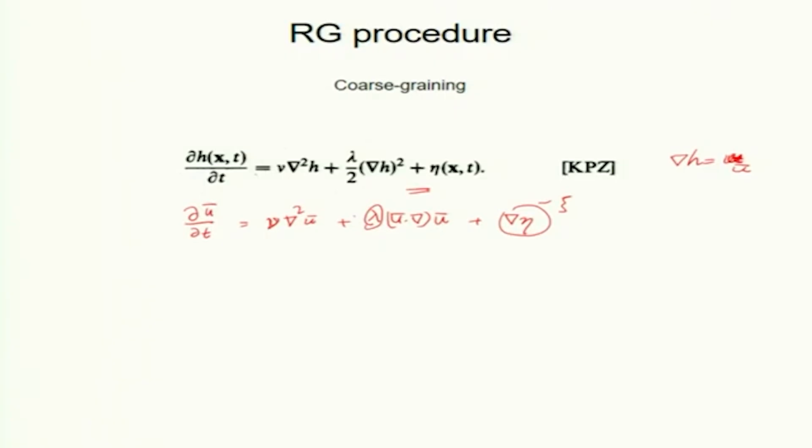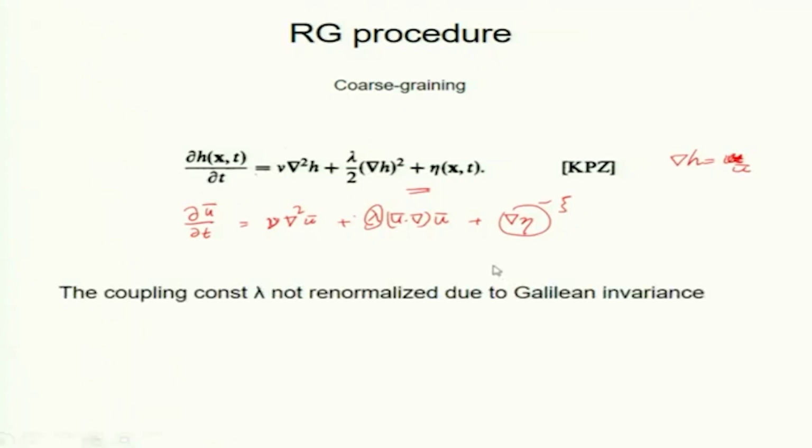So, lambda fortunately is not renormalized, or does not change with RG. The constant lambda is not renormalized due to Galilean invariance, but we need to renormalize nu and D, these two coefficients. Okay. Now, let me just quickly do it. I am not sure whether all of it will be clear, but let us do these steps.